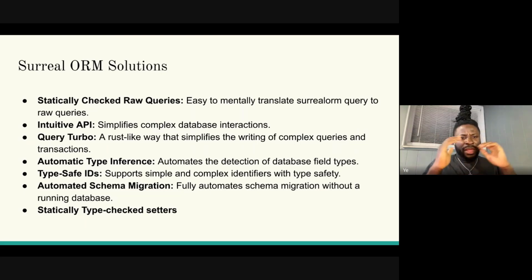And the types are also automatically inferred for a large section of types. So if you're declaring your struct, it will automatically infer the database type, which I'll be showing in a bit. And when it cannot infer the type, it's going to prompt you that you should actually provide the type explicitly.